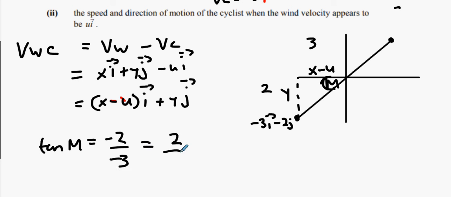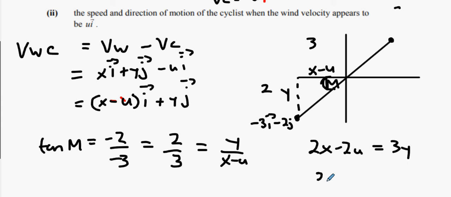And what can we say that's equal to? Oh, sorry, not x. It's y over x minus u. Cross multiply. 2x minus 2u equals 3y. 2x minus 3y equals 2u. Happy enough with that?